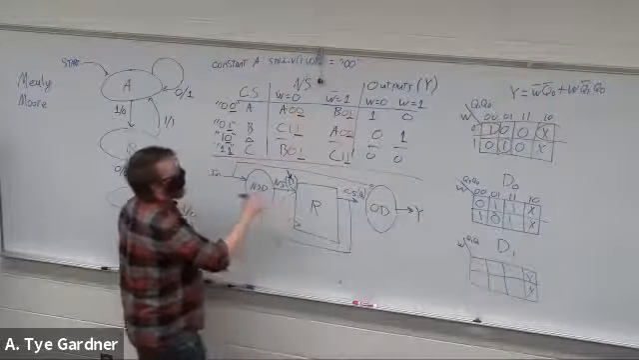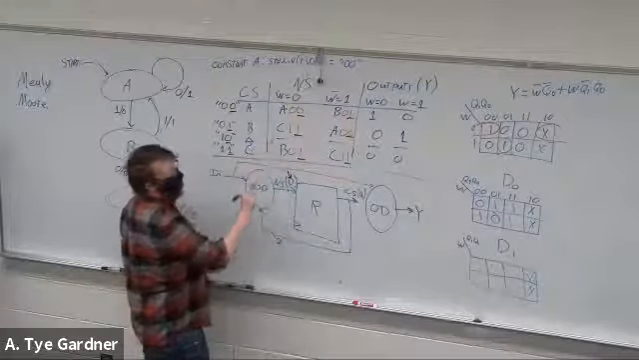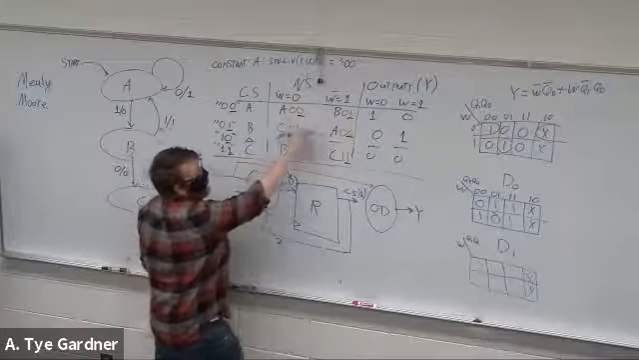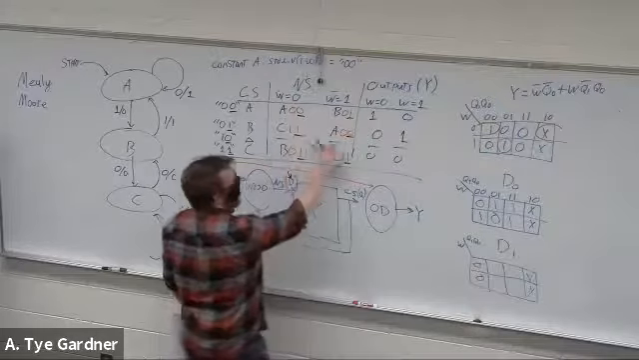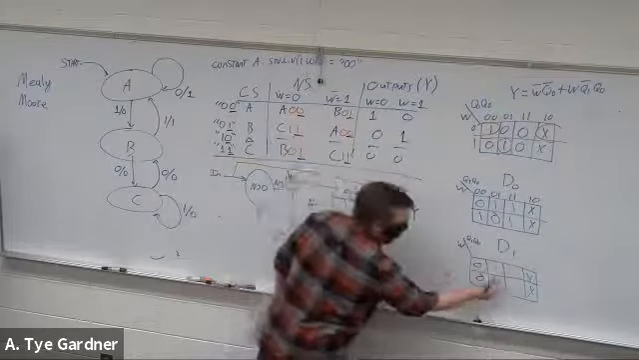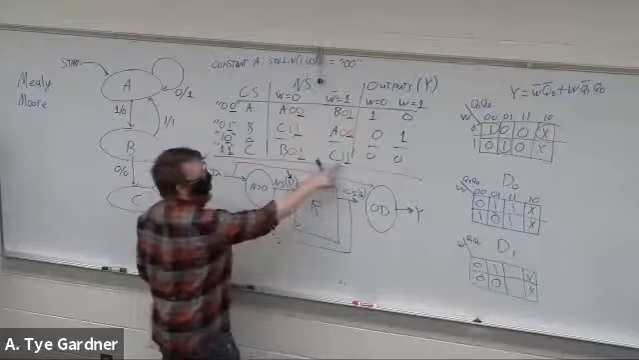And then the same thing for the ones that aren't underlined for D1. 0, 0. 1, 0. 0, 1.